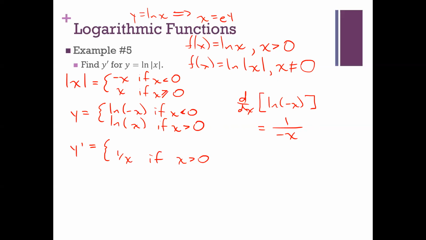So think about this in terms of inner and outer functions. The derivative of the outer function would be 1 over whatever the input is, right? But now I got to multiply that by something. What is that something? What is the inner function to the natural log function here? Negative x. What's the derivative of negative x? Negative 1.